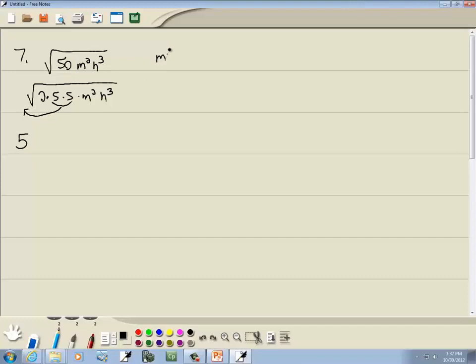Now our m's. Let's figure out how many m's we're going to have come out. We're going to take our power, which is 2, divide by our index. It's a square root, so it's by default 2. So 2 divided by 2 is 1 with a remainder of 0. So this is how many come out, and this is how many stay in. So we're going to have 1 m come out, 0 m's stay in. Now n's. We got third power there, so we'll take 3, divide by our index. Index for square root again is 2. So we get 1 with a remainder of 1. This is how many n's come out, and this is how many stay in. So we're going to have 1 n come out.